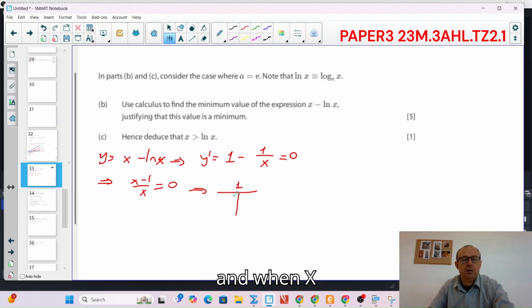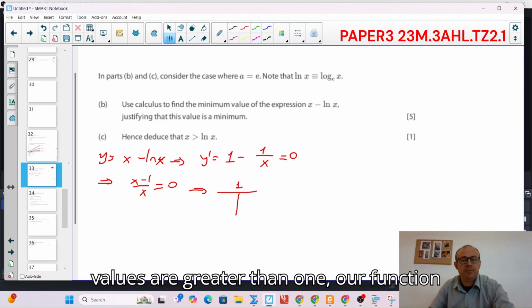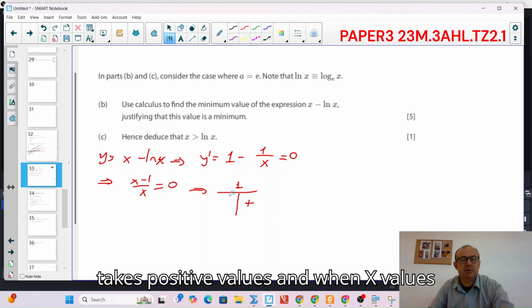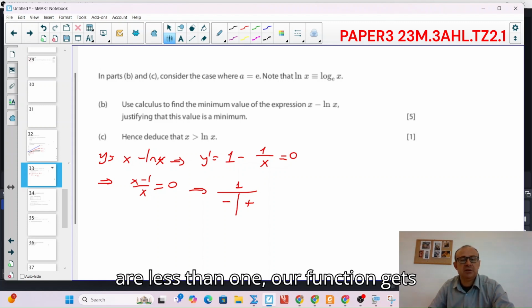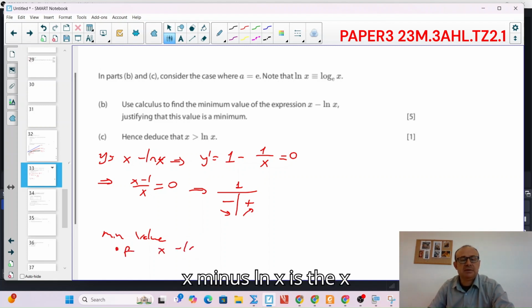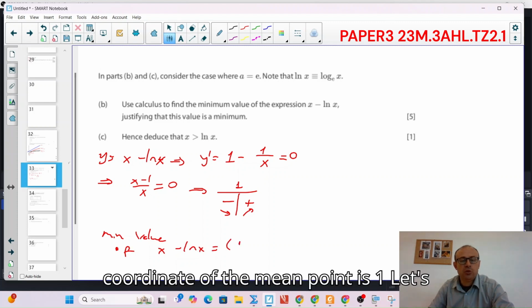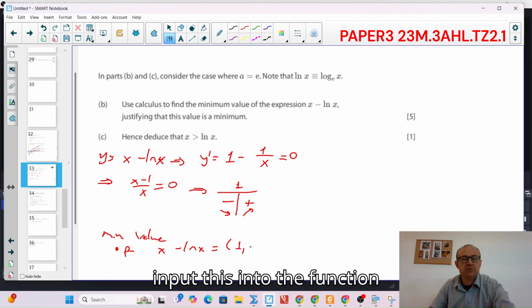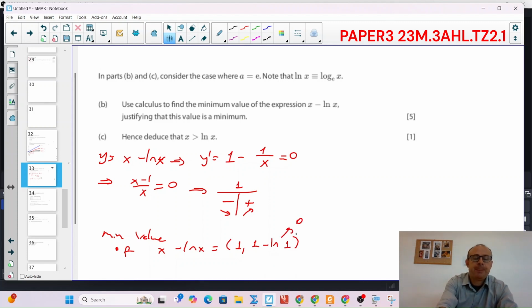And when x values are greater than 1, the derivative takes positive values, and when x values are less than 1, the derivative takes negative values. So in that interval, our function is decreasing and then increasing. So the x coordinate of the minimum point of x minus ln x is 1. Let's input this value into the function. 1 minus ln 1. We know that ln 1 is equal to 0.